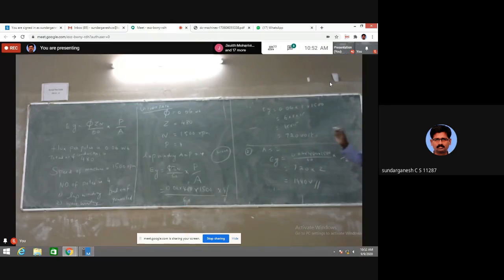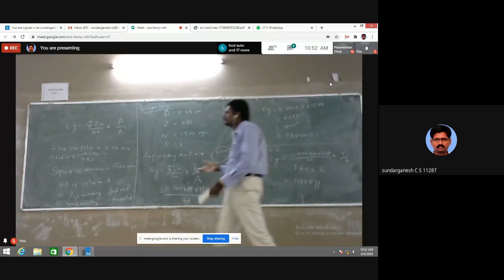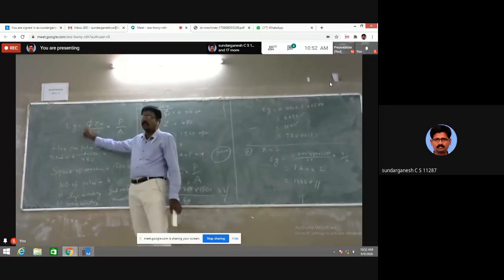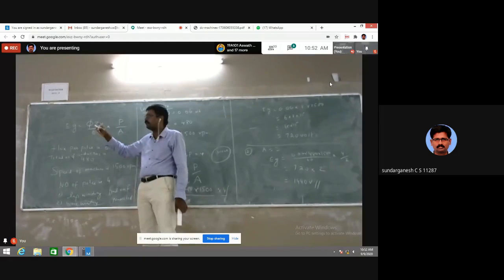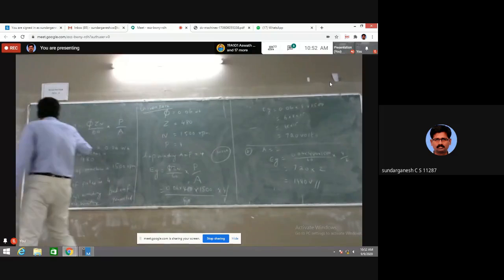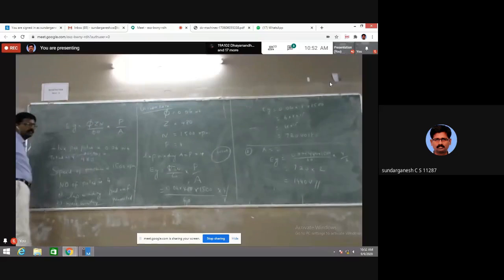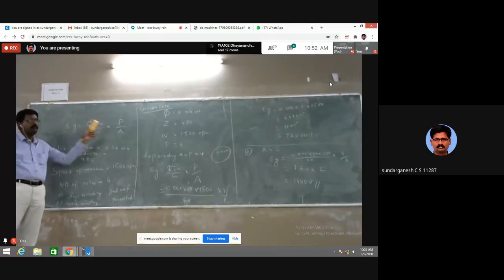This is one of the important problems. In this problem, I have given all the data. Only thing, I am finding the Eg. Sometimes they will give the Eg, the generated EMF, and they will ask for phi, the flux. Sometimes they will ask for the speed, they will ask for the conductors also. They will change, they will give this value Eg, they will ask for Z also. Sometimes they will ask for the speed.